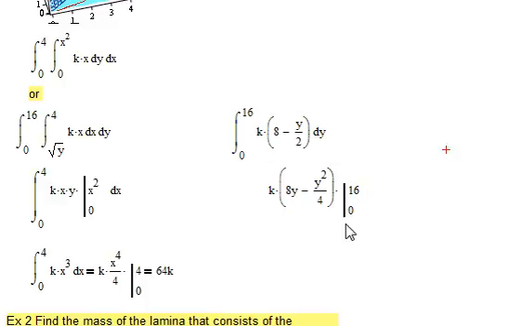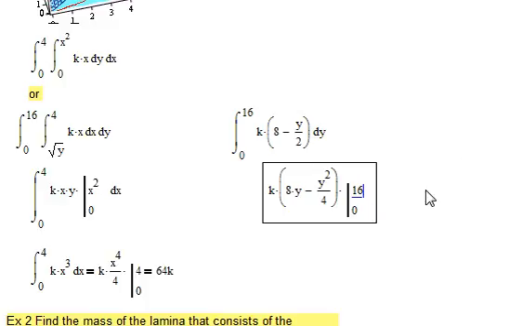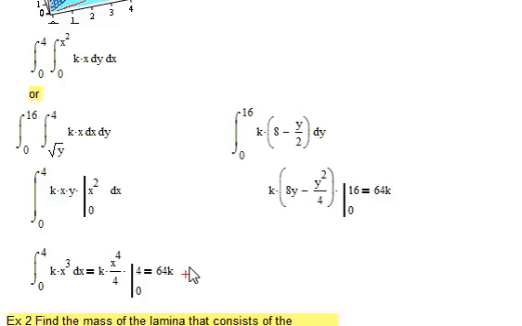So I hope this comes out to be 64k. If I put in 16 there, I'm going to get 8 times 16. When I put in 0, I'm going to get 0, so that's kind of nice. So 8 times 16 is 128. 16 squared is 256, but that's divided by 4. 256 divided by 4 is 64, so I get 128 minus 64, which is 64, so I do get 64k, just like I thought I would, just like I did when I did it the other way.